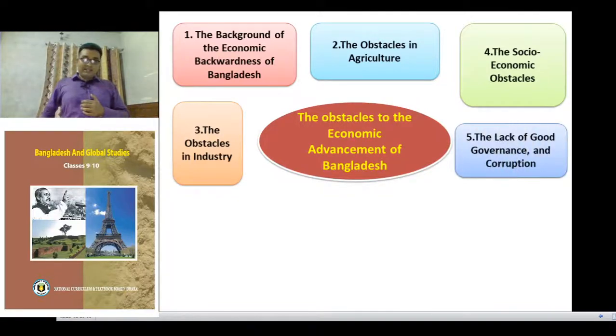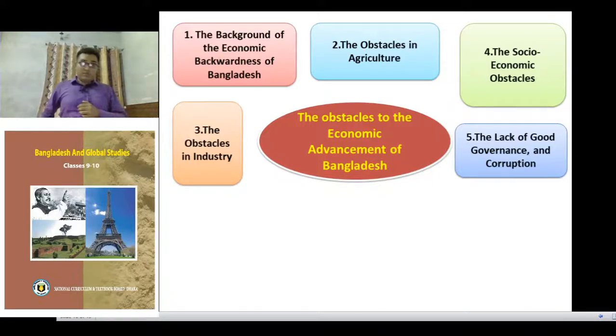The next point is the lack of good governance and corruption. Dear students, at first you have to understand what governance is. Basically, governance means what the government does and what the government does not do. So then what is good governance? Basically, good governance means transparent government, responsible government, and you can say participatory government. And then corruption. So what is corruption? Basically, corruption is the use of official power for personal interest. So in our country sometimes we can see the lack of good governance and corruption.